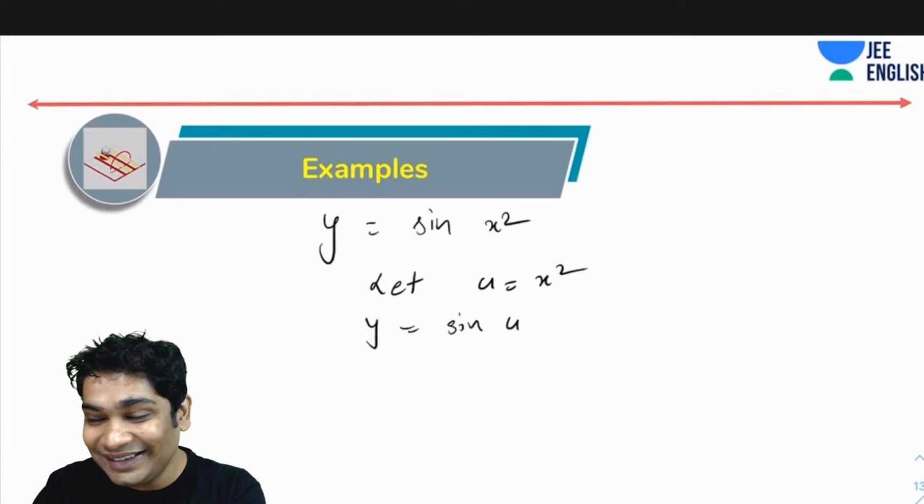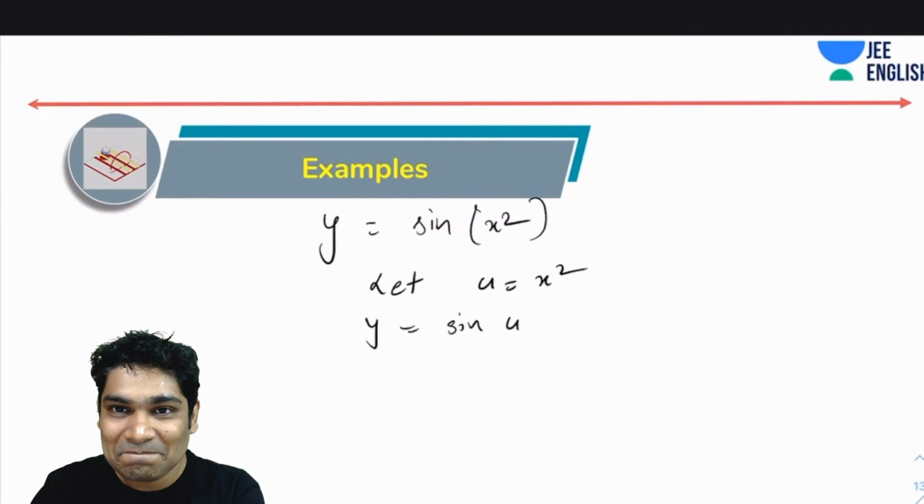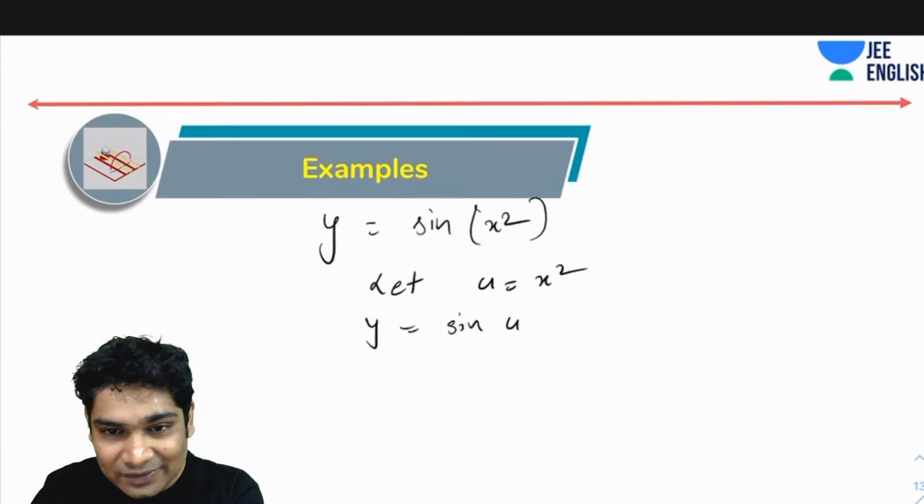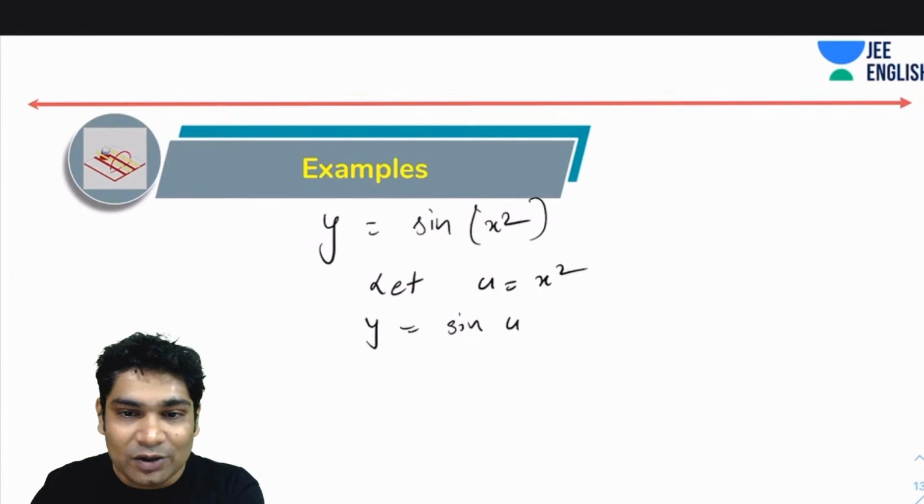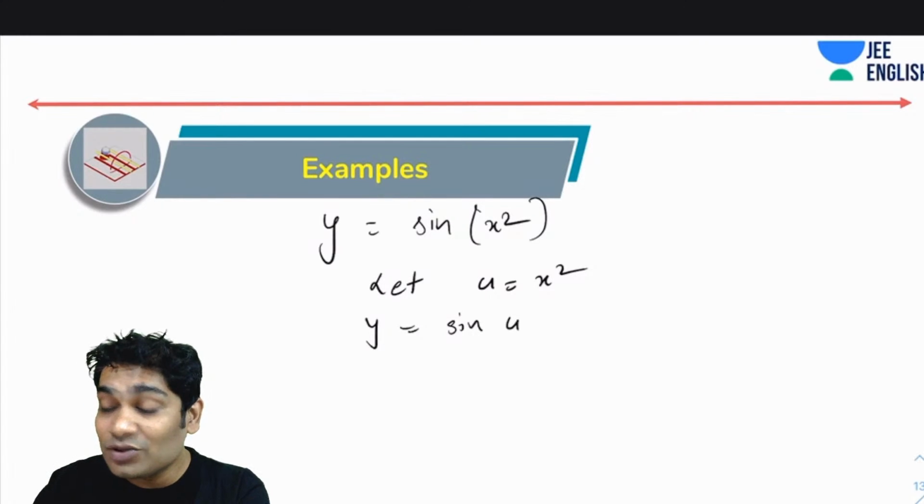This is sine of x square, guys, not cos square. Cos square will not come, I think. Oh, cos of x square into 2x. All right. Yes, that is correct. So that is what you do.